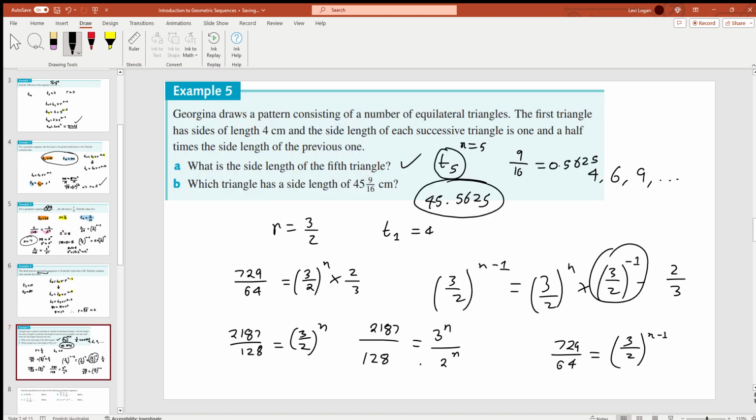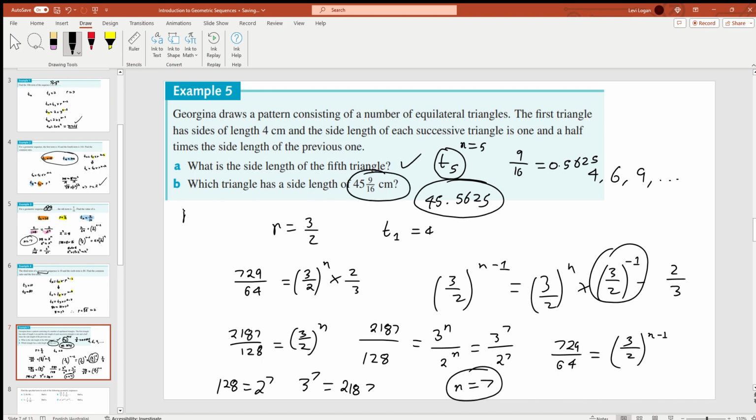So what I can do is check a couple of things. Alright, if 128 is the same as 2 to the power of 7, is 3 to the power of 7 equal to 2,187? Yes, it is. So what I can do is rewrite that as 3 to the power of 7 over 2 to the power of 7. So therefore n is equal to 7. And that is our solution. So triangle with a side length of this is the 7th triangle.